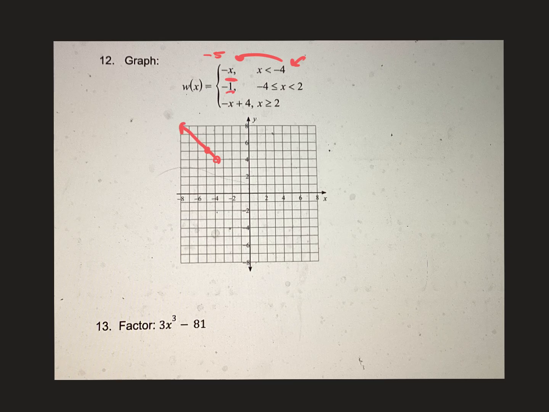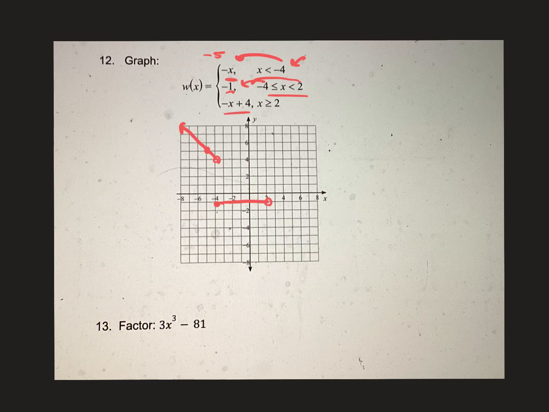Second one has a negative 1. It's also a line. If they give you two numbers, it tells you where to start and where to stop. So I'm going to plug the negative 4 in there. If I plug negative 4, I get negative 1. Filled in circle this time. And also the 2 tells me where to stop. So if I plug in 2, I also get negative 1. I put it on my graph. Negative 4, negative 1, there we go. And 2, negative 1 is an empty circle. Connect those two, right at negative 1.